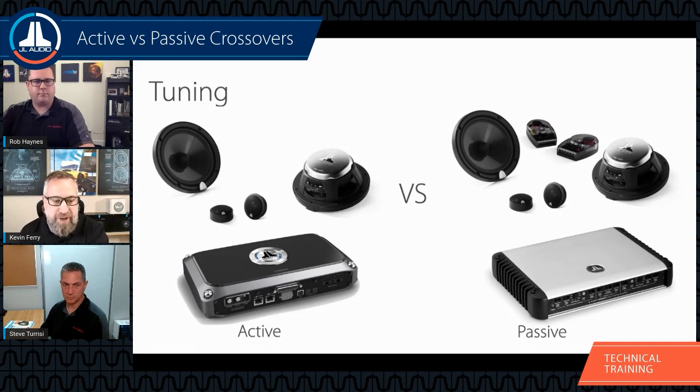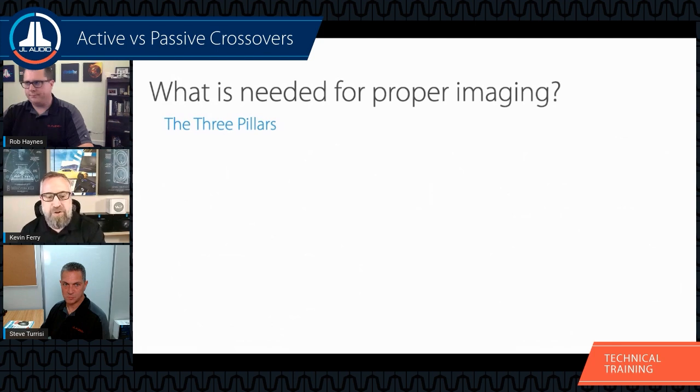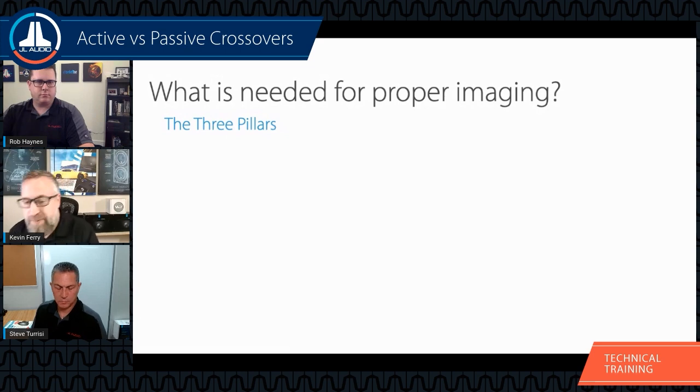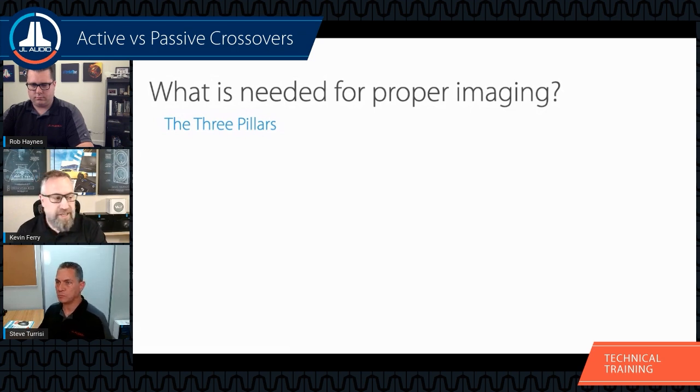So we're going to utilize those 2 as examples, and talk about one of the main standards that we talk about for good audio, which is imaging. And to get proper imaging, we need to have the 3 pillars to get that set up. And those are the building blocks in there.